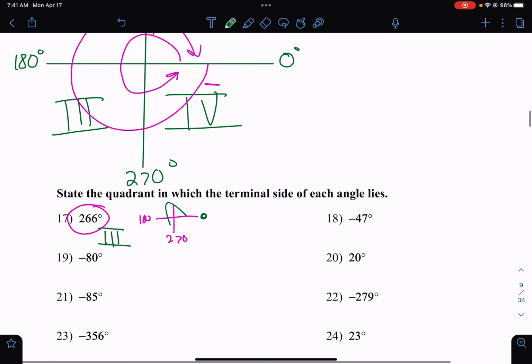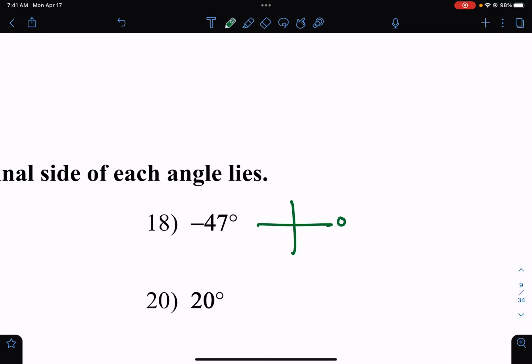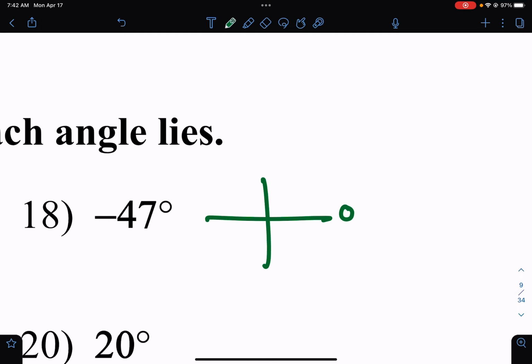All right, number 18. If we take a look, we've got negative 47. So this is our 0. Now, keep in mind, when it's negative, we would go in the opposite direction. So you could think of this as negative 90, negative 180, and negative 270. So if we go negative 47, we would stop right about here. That's going to be in quadrant 4.